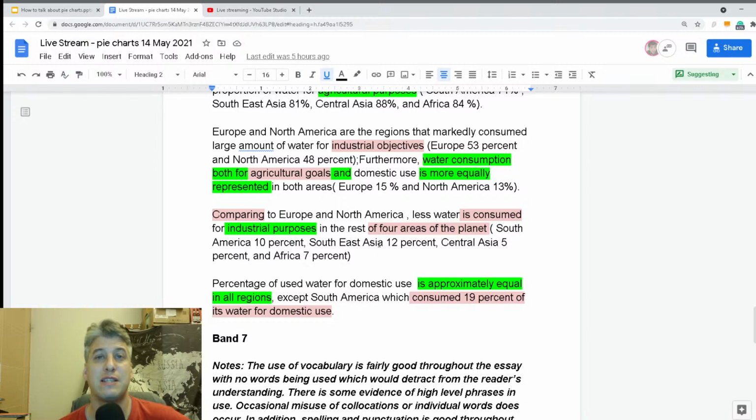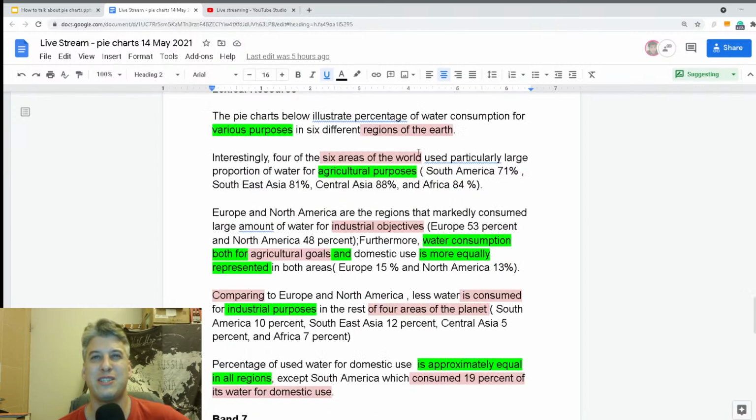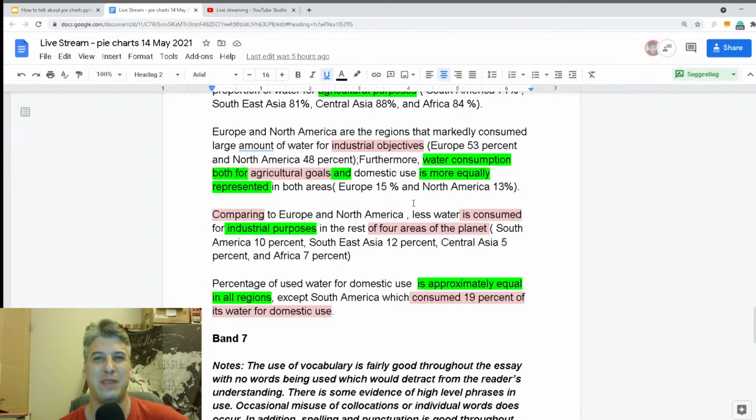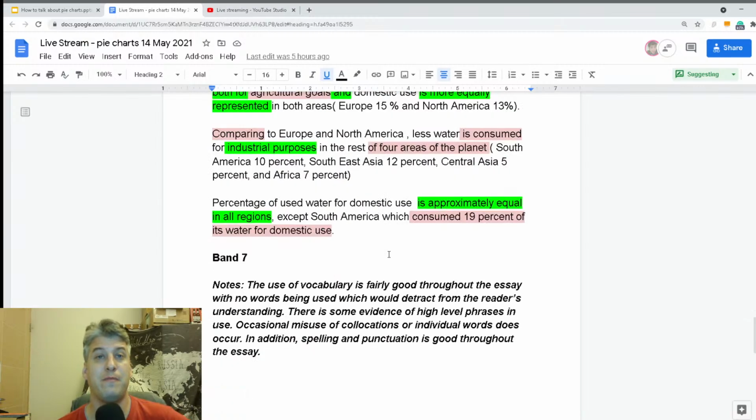Then moving on, "in the rest of 4 areas of the planet." So here, there is a grammatical error, which we're talking about in a moment, but it's the same idea that we've had before, regions of the earth, 6 areas of the world. I don't know if I like 4 areas of the planet. It's just not quite the right phrase. I think "the rest of the 4 areas" would work on its own, I think.